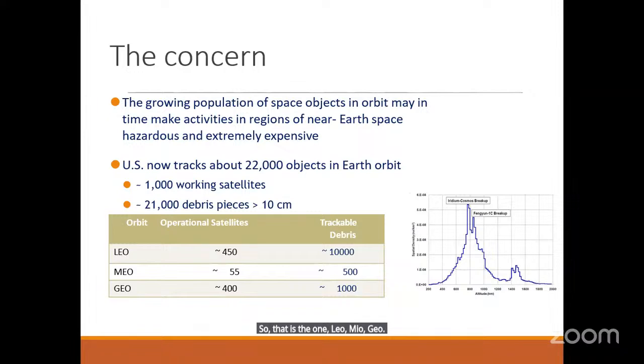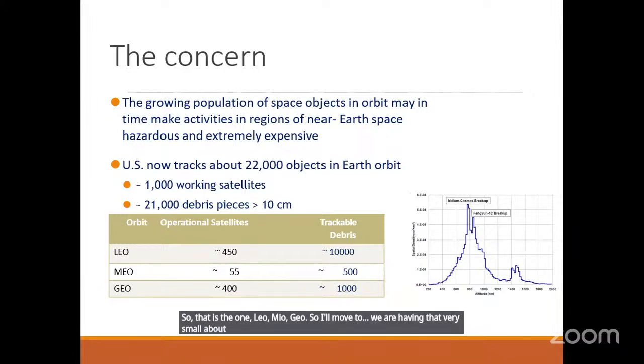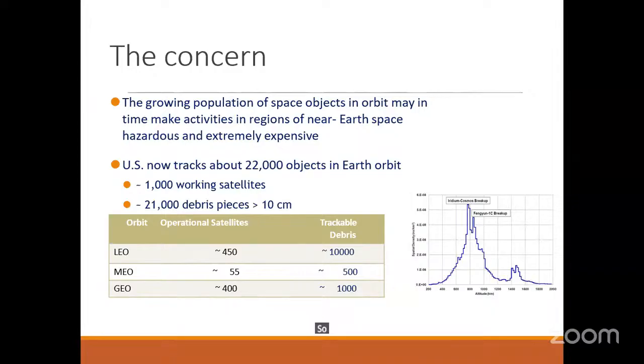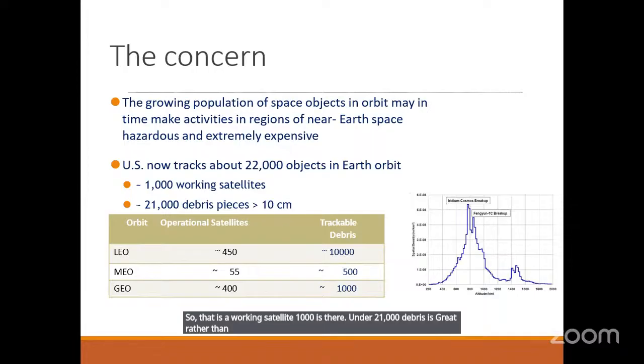US tracking shows about 2022 objects in Earth orbit, of which about 1000 are working satellites, and there are 21,000 pieces of debris greater than 10 centimeters. I'm telling you that very small debris is very dangerous. If it comes and hits an object, it is an immediate danger.